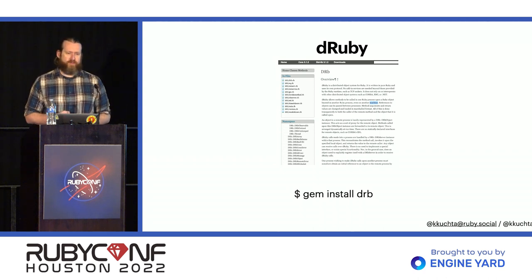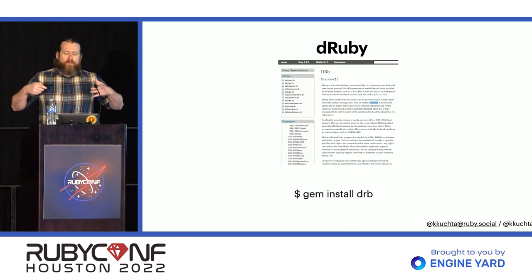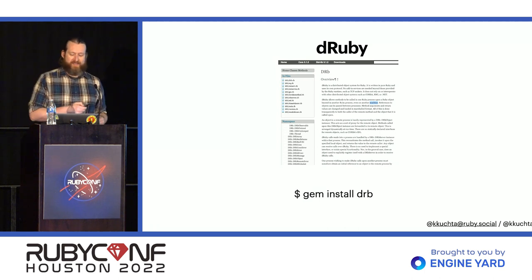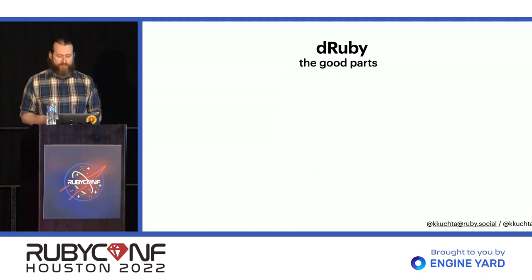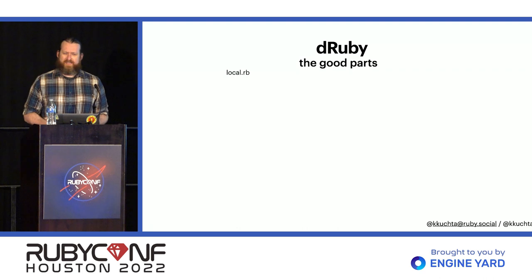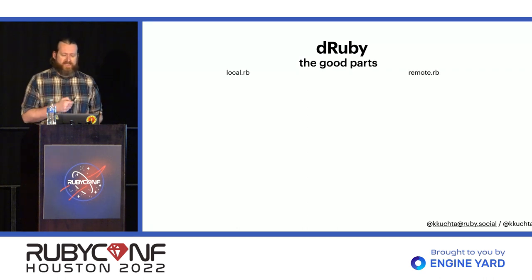Now, before I go and talk about how not to use dRuby, let's start out with the correct way to use it. So dRuby has two parts. It's a sort of a client-service architecture, or client-server architecture. You've got some local script. Let's just say it's running on my laptop. And then we've got some remote script running on a server in the cloud somewhere.